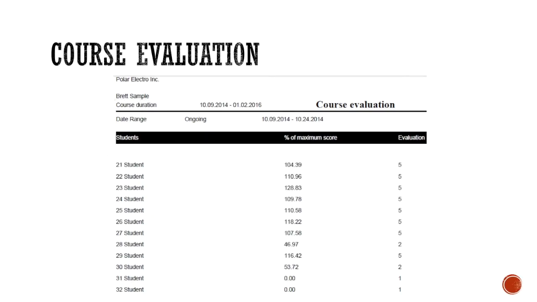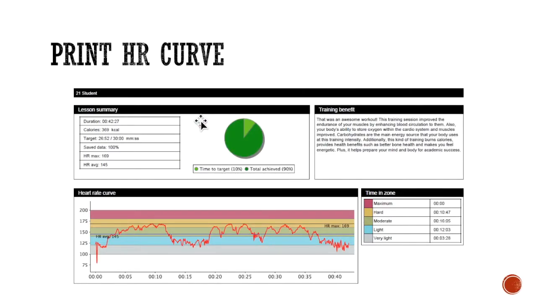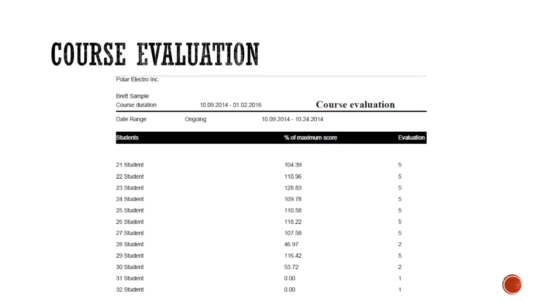Here's their lesson summary where they have 42 minutes and they burned 369 kcals. They had a target of 30 minutes and they made 2652 out of that 30 minutes. They had a max heart rate of 169 and an average heart rate of 145. And then it tells them about their training benefits. So depending on how much time they spend in each zone, this will differ on what type of a benefit you got out of that workout.